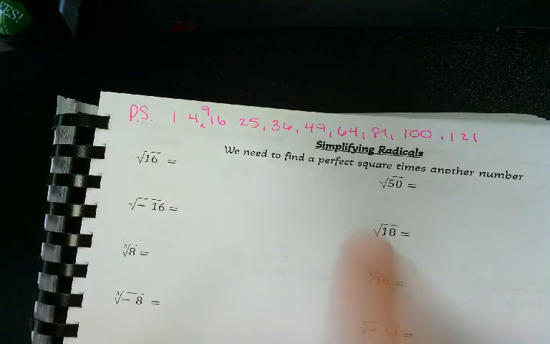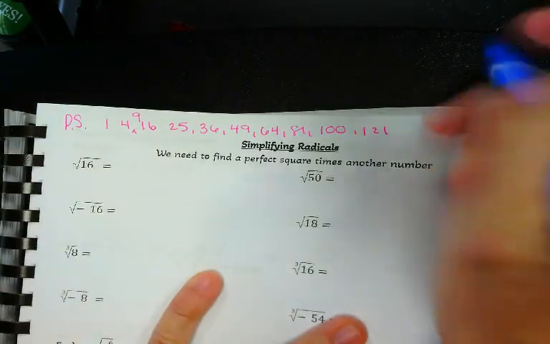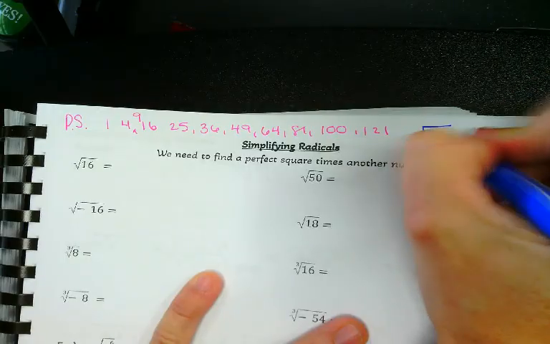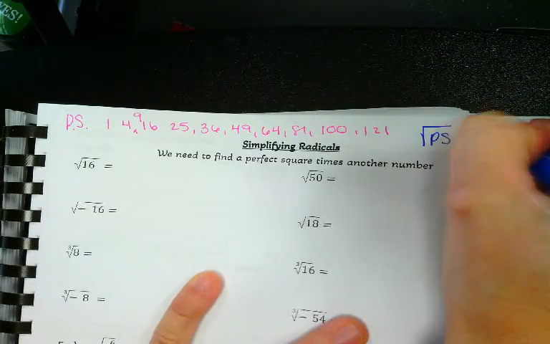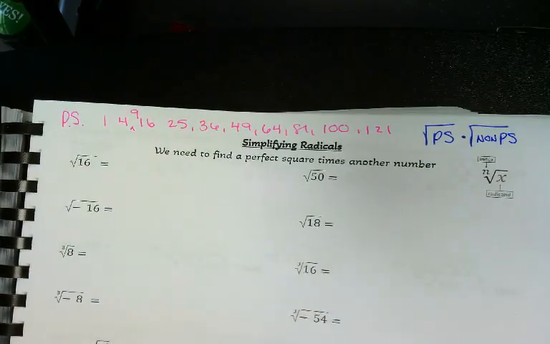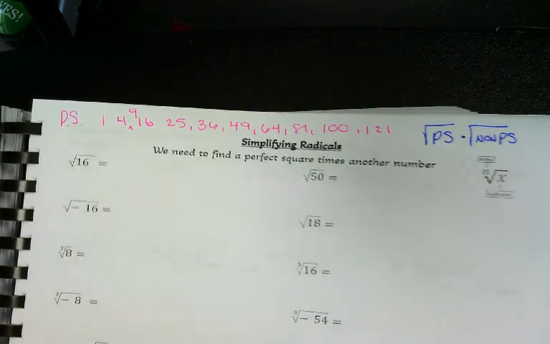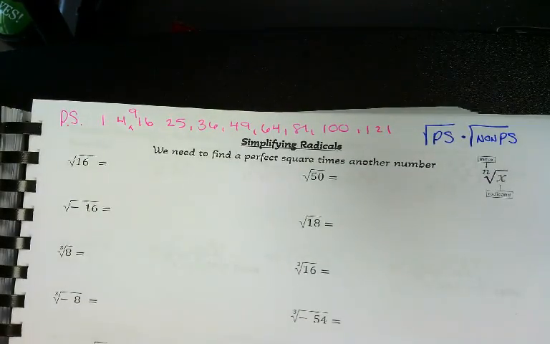Okay, so when we simplify a radical, specifically a square root, you need to break it down so that you have a perfect square times a non-perfect square. Somebody has to be a perfect square, somebody from that list times somebody else. Unless you just know the answer off the top of your head, like it already is a perfect square, you need to break it down.